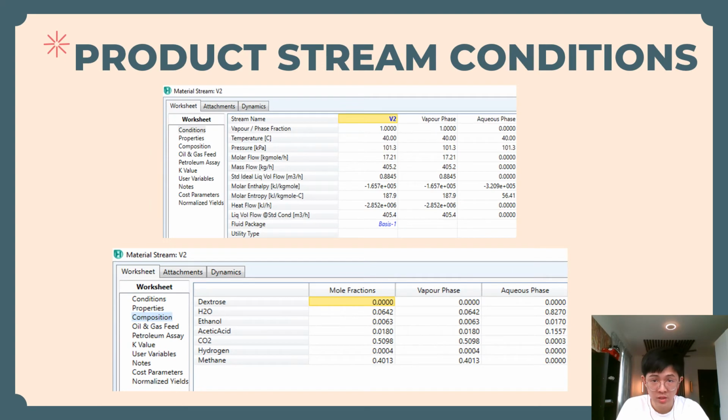On this slide, we will look into the product stream conditions, which is what we are really interested in. All the necessary properties and parameters can be found on this slide. The composition of the product stream can also be found here.